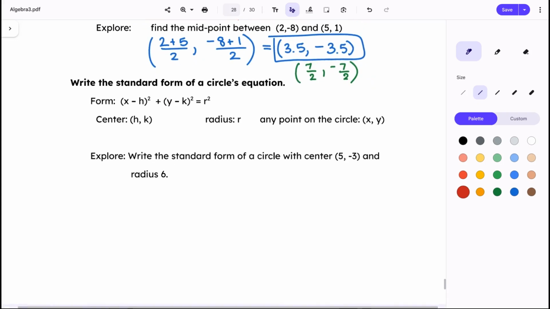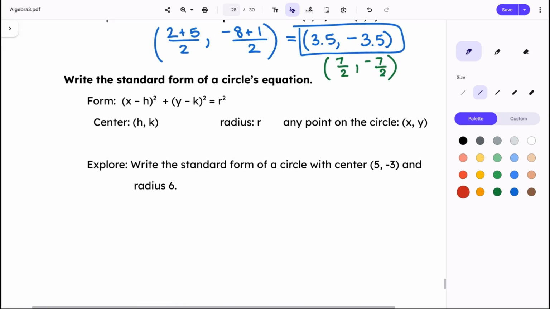So the general or standard form of a circle looks like this. (x - h)^2 + (y - k)^2 = r^2. The x and the y are not ever going to be filled in on your formula because those represent other points that could be on your circle. The h and the k come from the center of the circle, and r is going to be your radius.